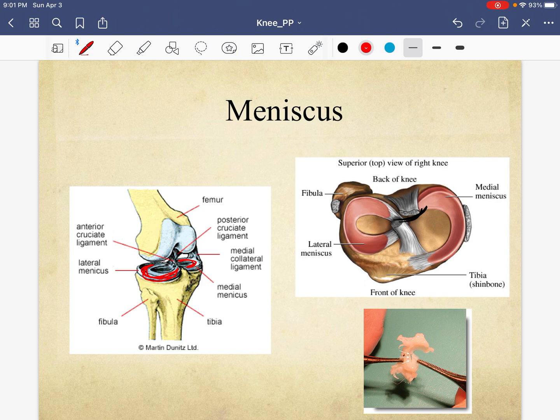Okay, in terms of structure, so we know the function is shock absorption. I like this picture on the top right here. So we can see that the medial meniscus is more C-shaped. From this superior view, we can see the medial meniscus is a little bit more C-shaped, where the lateral meniscus is a little bit more O-shaped. Not quite an O, but almost. So the medial meniscus forms more of a C-shape. The lateral meniscus forms more of an O shape.